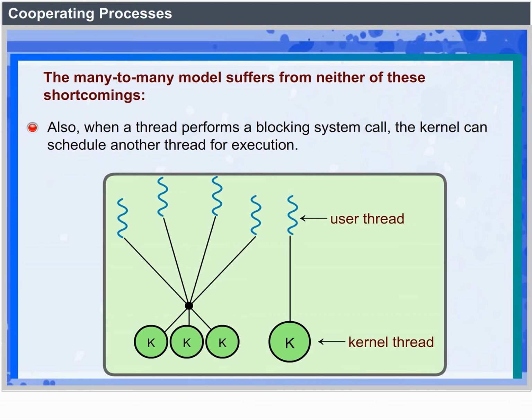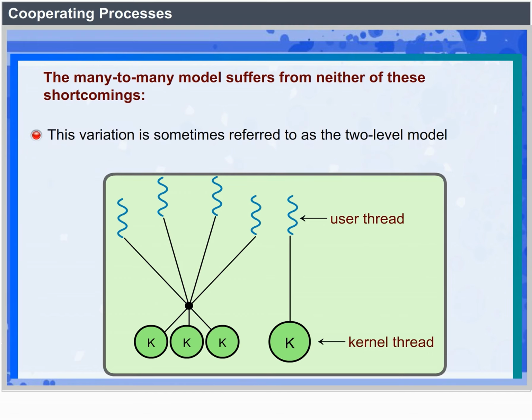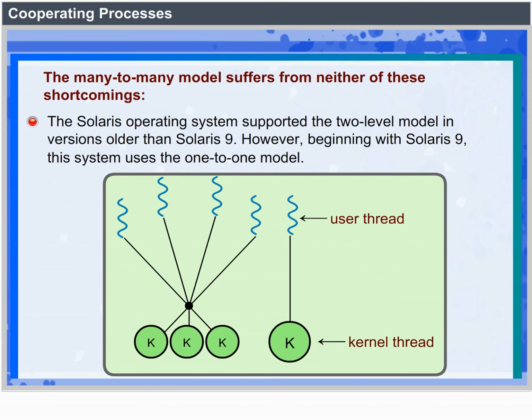One variation on the many-to-many model still multiplexes many user-level threads to a smaller or equal number of kernel threads, but also allows a user-level thread to be bound to a kernel thread. This variation is sometimes referred to as the two-level model. The Solaris operating system supported the two-level model in versions older than Solaris 9. However, beginning with Solaris 9, the system uses the one-to-one model.